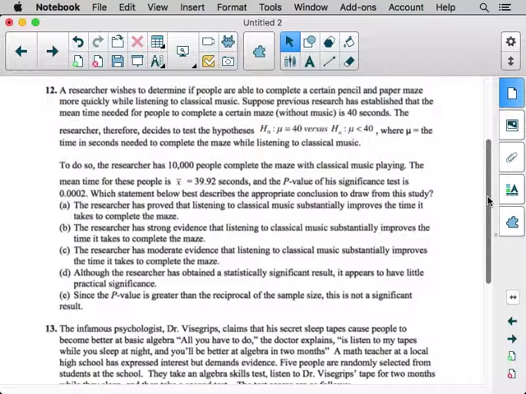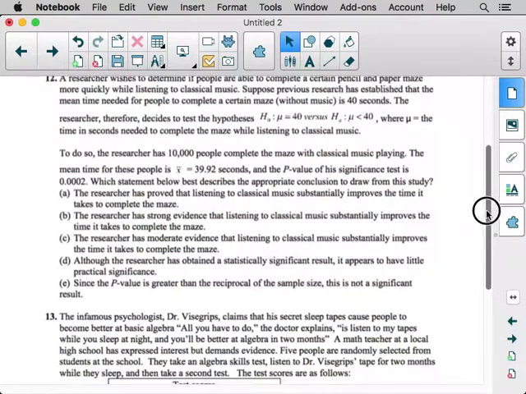A researcher wishes to determine if people are able to complete a certain pencil and paper maze more quickly while listening to classical music. Suppose previous research has established that the mean time needed for people to complete a certain maze without music is 40 seconds. The researcher therefore decides to test these hypotheses, where mu is time in seconds needed to complete the maze. To do so, the researcher has 10,000 people complete the maze with classical music playing. The mean time for these people was 39.92 seconds, and the p-value is 0.0002. Which of the statements below describes the appropriate conclusion to draw from this study? All right. So with this p-value, what would our conclusion be? Is this a significant difference or not a significant difference?